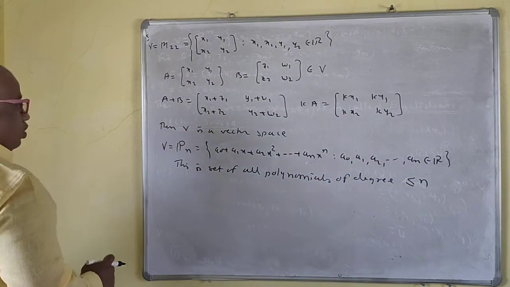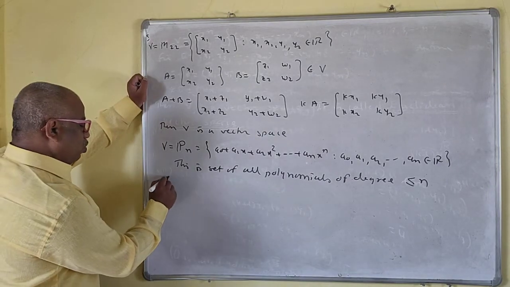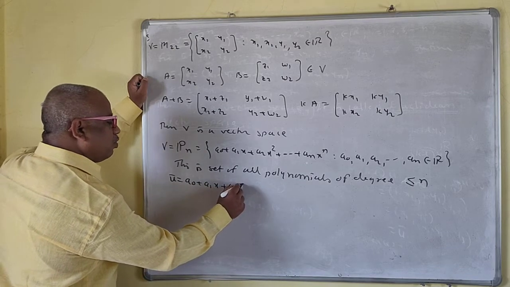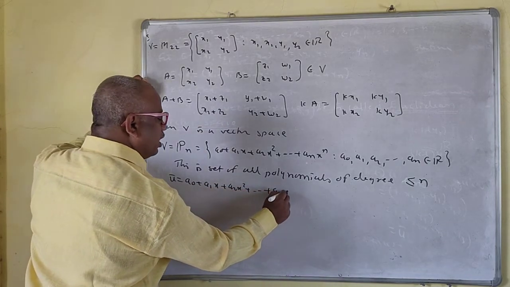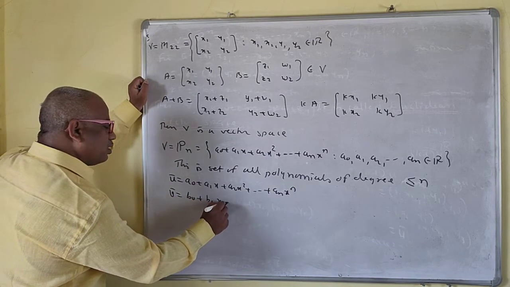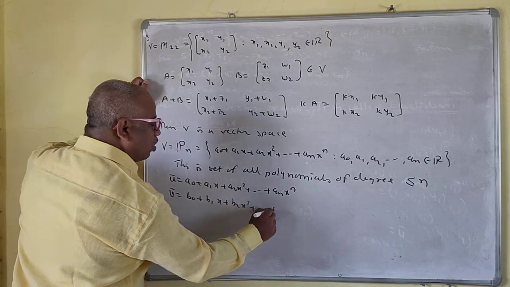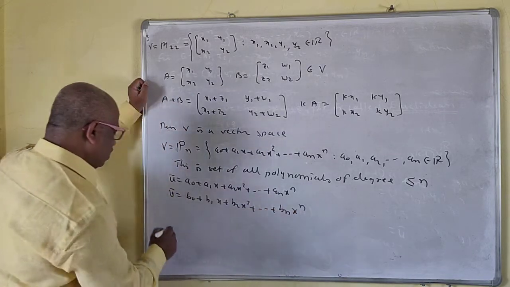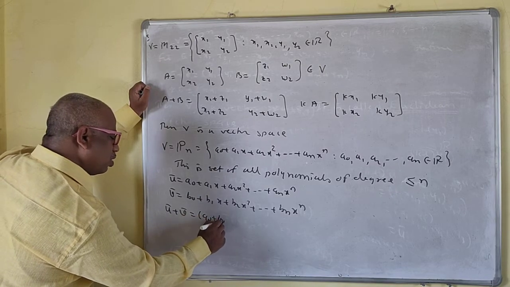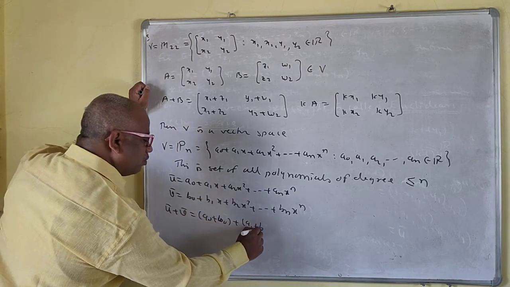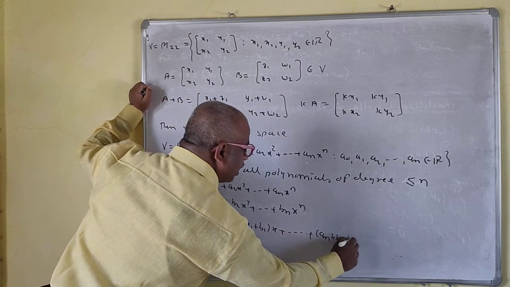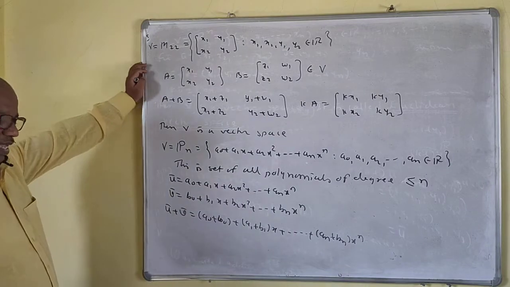Okay. So if you define, suppose your u bar is equal to a naught plus a1x plus a2x square plus dot dot dot an x to the power n. Your v bar is the same as b naught plus b1x plus b2x square plus dot dot dot bn x to the power n. We'll define u bar plus v bar as a naught plus b naught, a1 plus b1 x, plus dot dot dot an plus bn x to the power n. Like powers of x we can add.